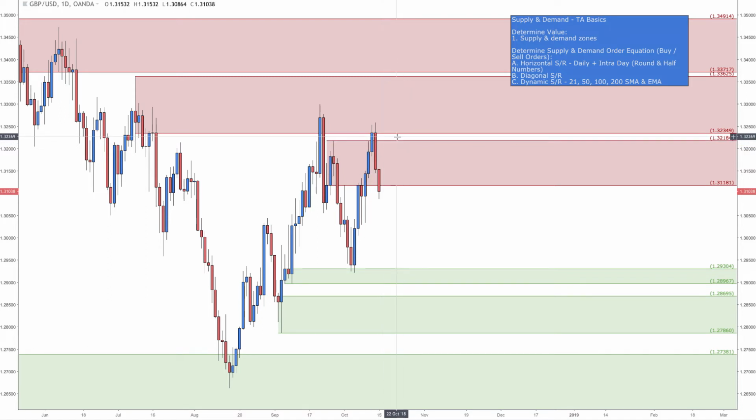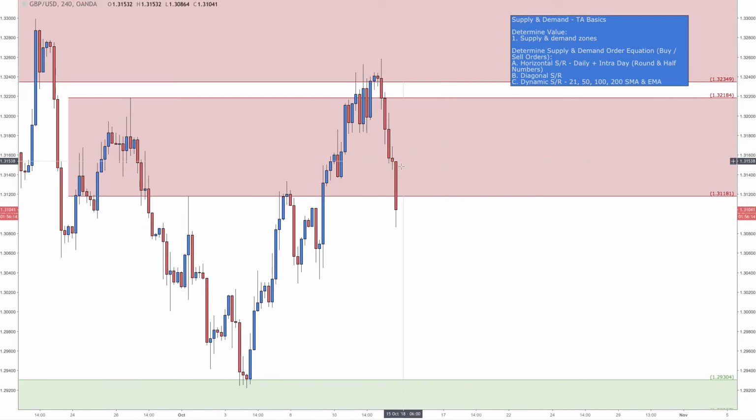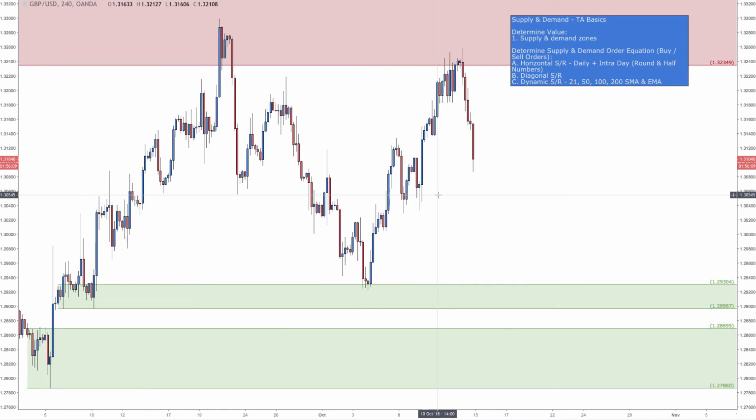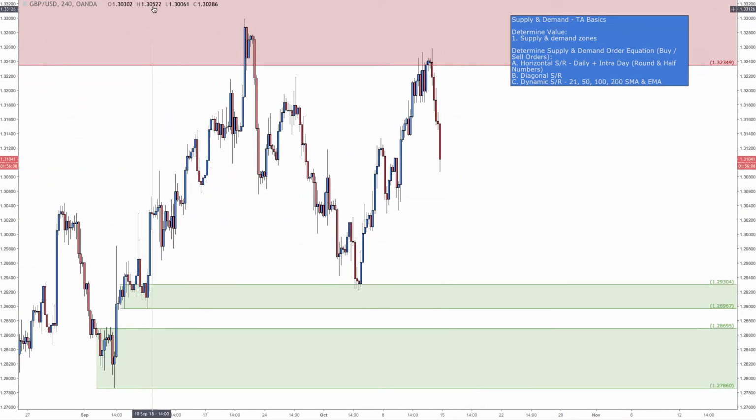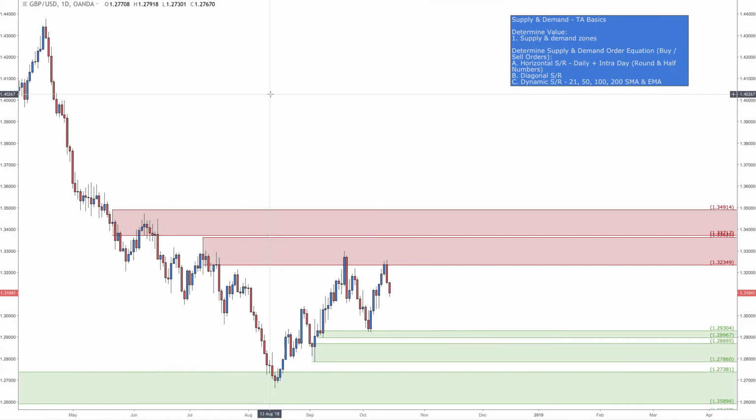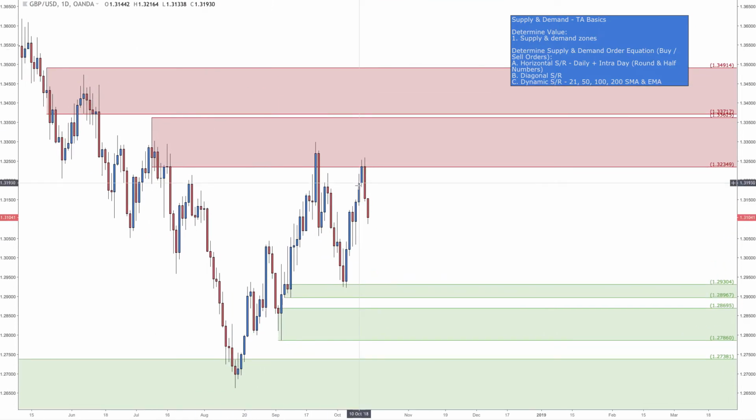If you did get in with me, well done. If not, there's always going to be other opportunities, so don't worry. As we stand right now, if you are looking to get short on this currency pair, you're looking for probably a pullback. Personally, this level has been touched a few times, once, twice. I'd be looking for maybe a fresher level above that area.